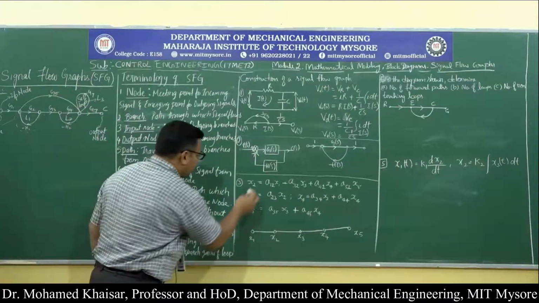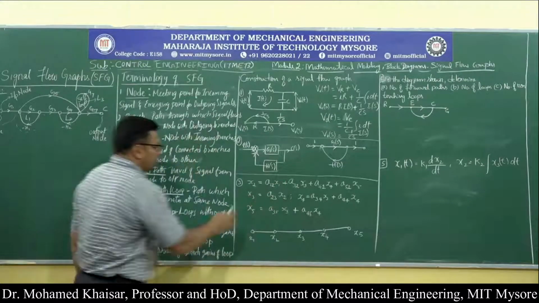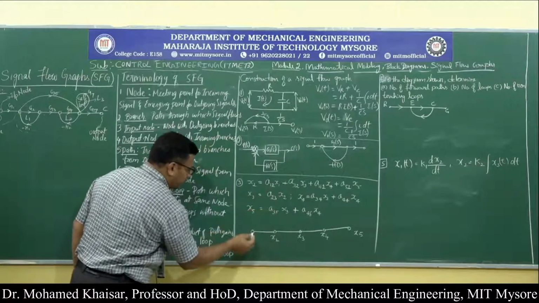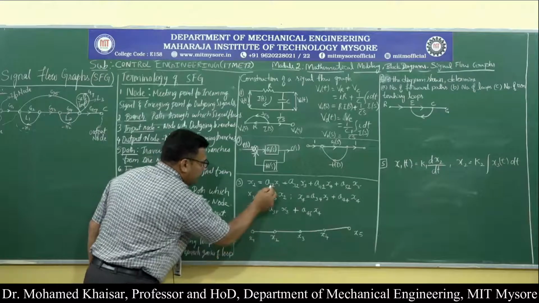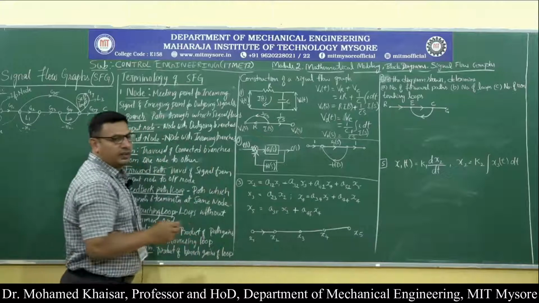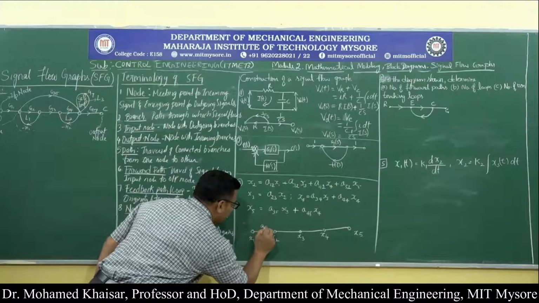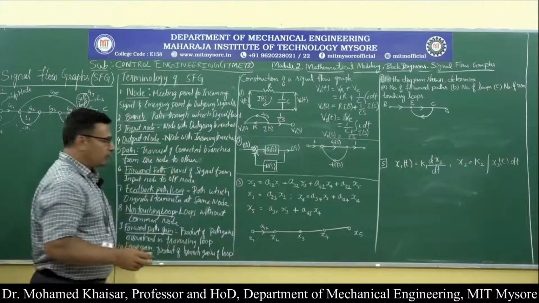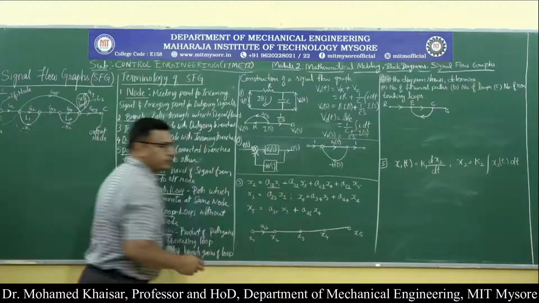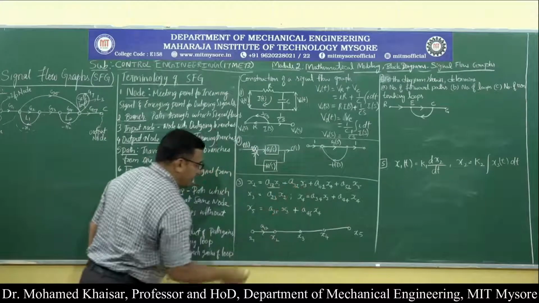Then x2 is given as a12 into x1. That means to say x1 is already there. a12 means the signal is flowing from 1 to 2, so it is in this direction, and it is nothing but a12. So x2 is equal to x1 into a12. This is over. Then plus a32 into x3.